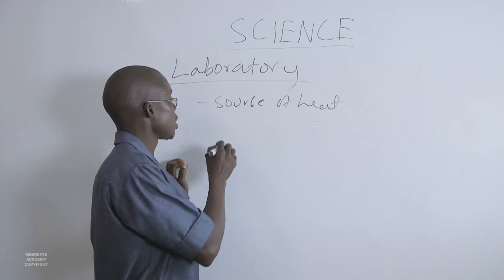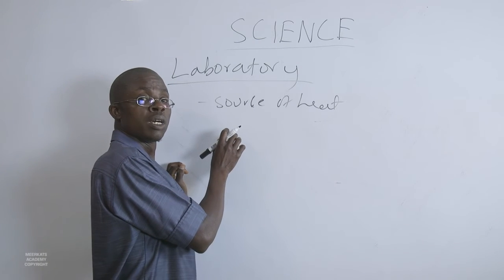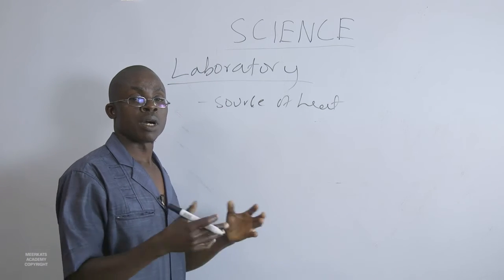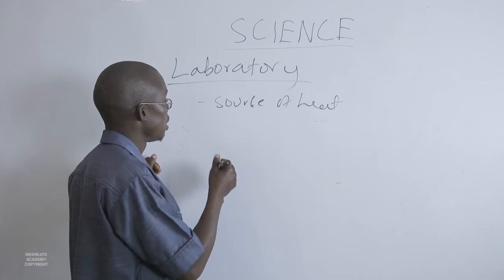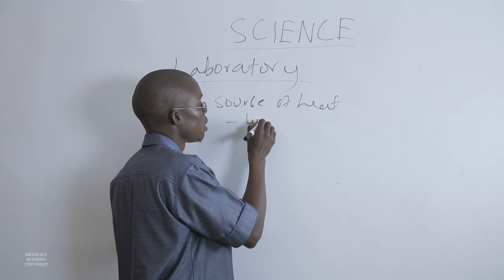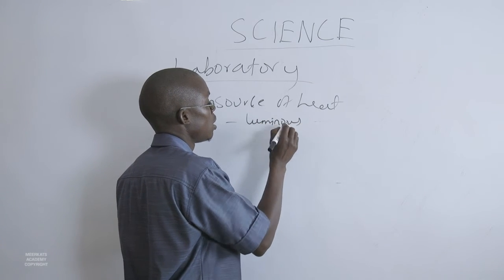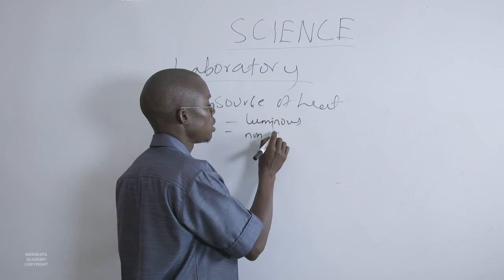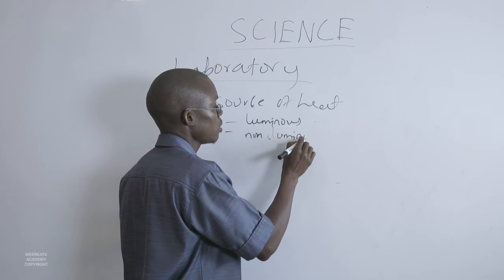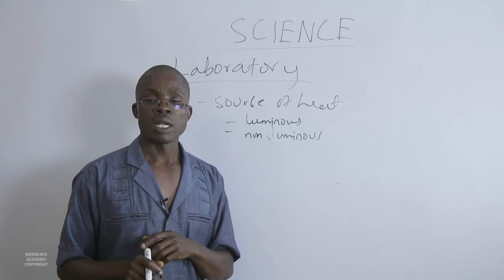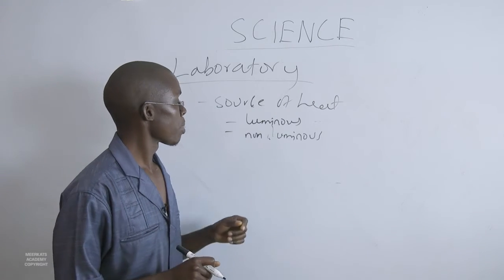So I wish we start from that point on the types of flames, then we look at the Bunsen burner as an apparatus. So the types of flames we get are luminous and non-luminous flame. We have luminous and non-luminous flame.